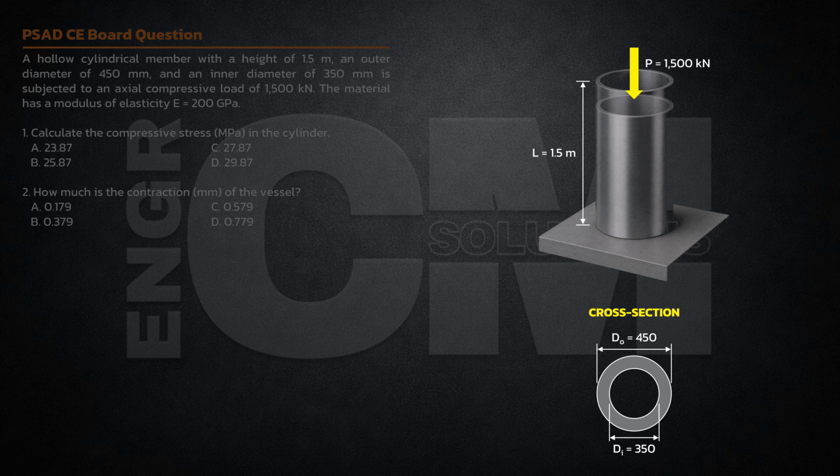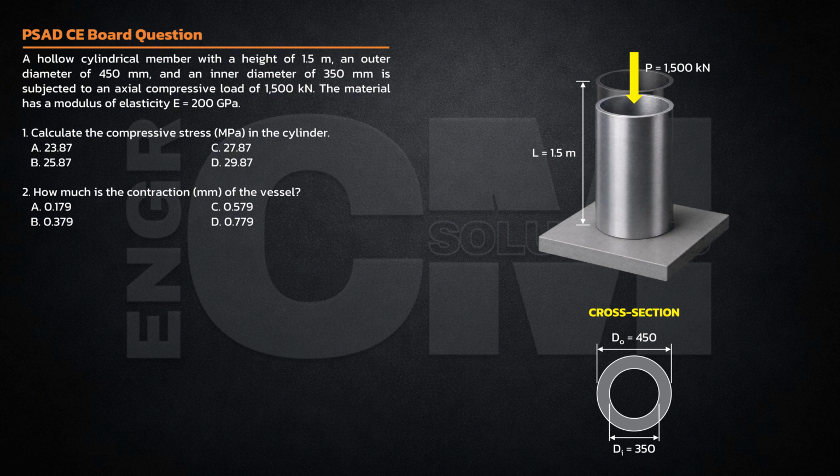Because of the force, it will contract. It is compressed, so there's some deformation. We're just exaggerating the deformation; in reality, it's not visible. So, this is our deformation, delta.